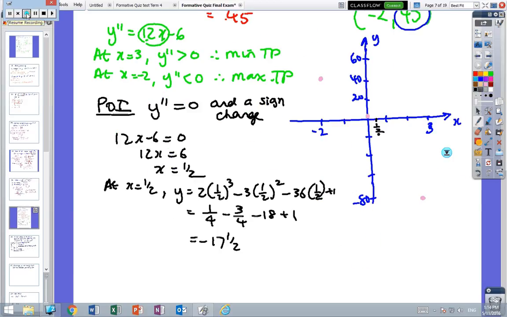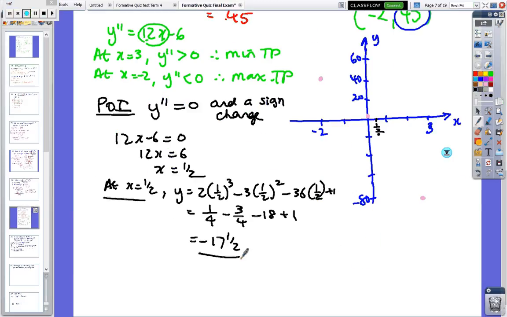Okay, so I'm back. I've done the calculation at x equals a half. I'm doing it without a calculator, so hopefully there's no error. So I'm thinking that at a half it's minus 17.5, which is about there. And then we just make sure there's a sign change. So x equals, okay, a little bit to the left.